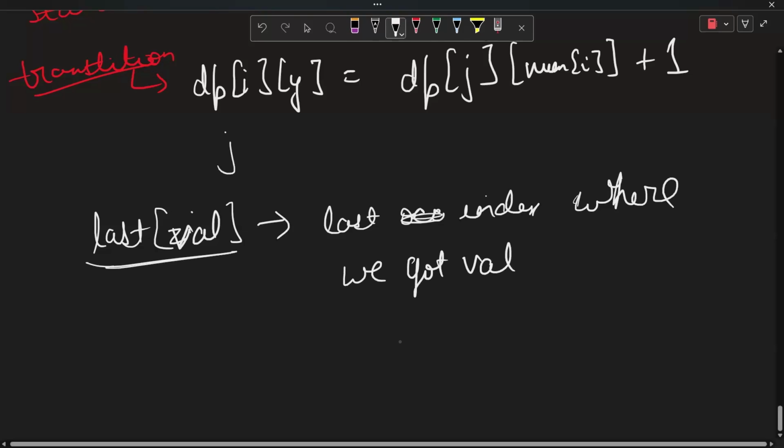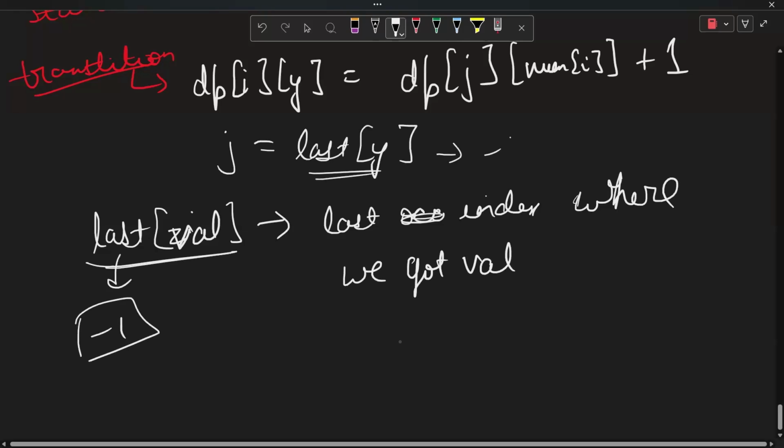So now we can just say j is last y. This is the last index where we got y. You can initialize this last array to -1. So if we get a last y as -1, it means we didn't get a y. We can just replace this thing to 0 if we get last y as -1. And if we don't get a -1, it means we got something, then we can find that j and write this transition.